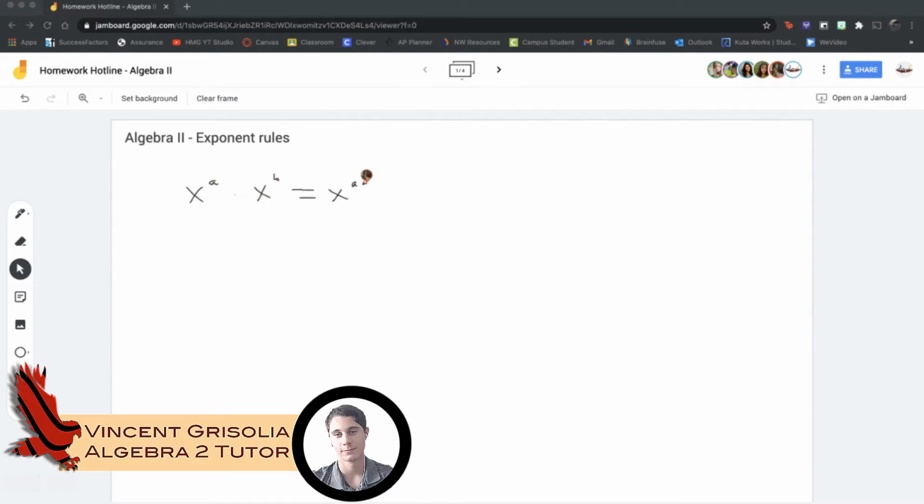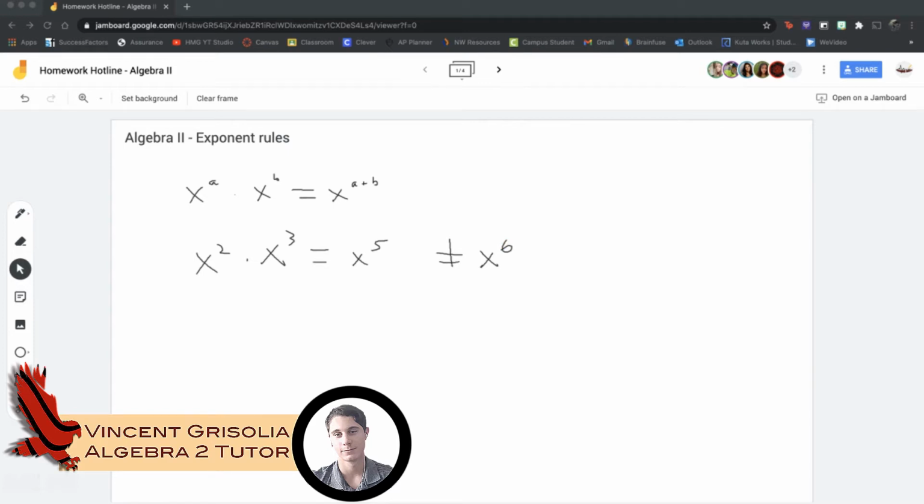So when you're multiplying 2 numbers with exponents, you take the exponents and you add them. So for example, if we had x squared times x cubed, you add the 2 and the 3, you get x to the 5th. Very important, it is not x to the 6th. Do not multiply the exponents, you add the exponents. So that's the first rule.